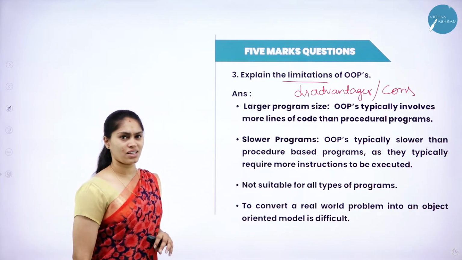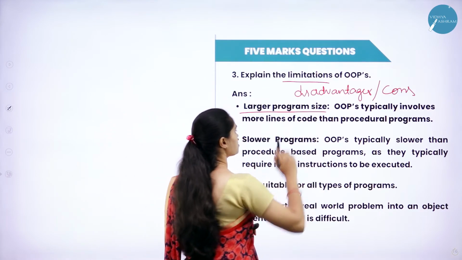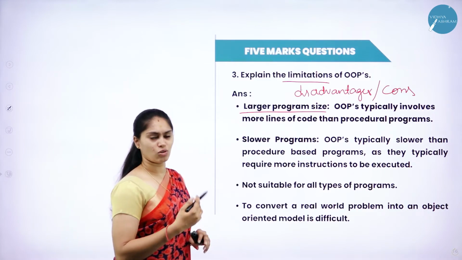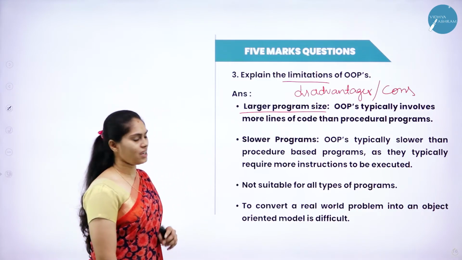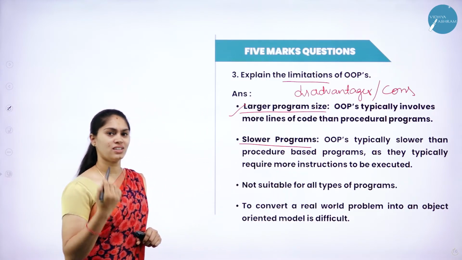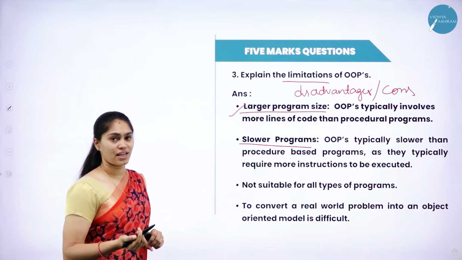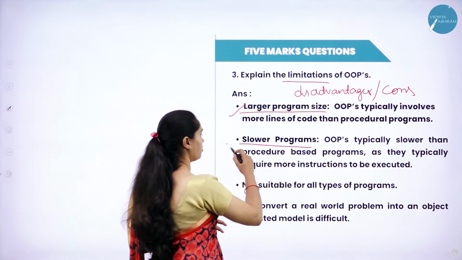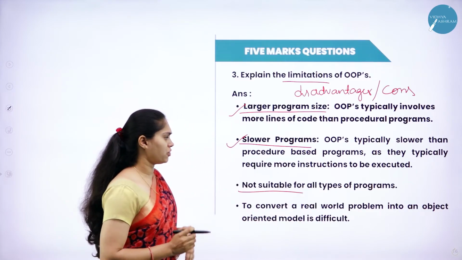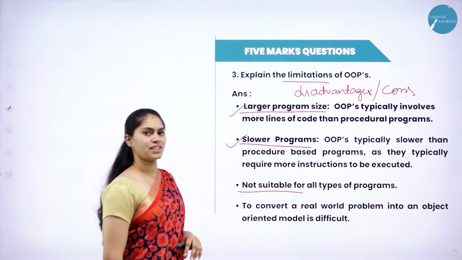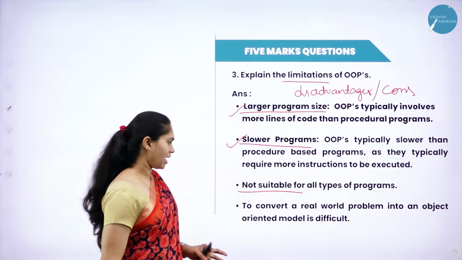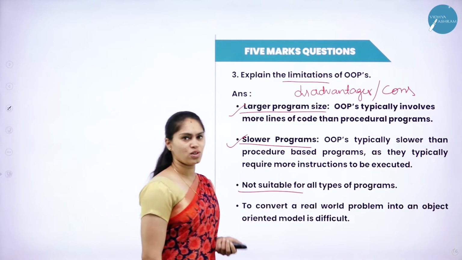So what are the disadvantages? Mainly they are related to its large program size. The size is going to increase in OOP compared to any other programming language, and also the program is slower. If the size of the program is more, then the execution time will be more, so the program is going to be executed in a slower manner. And it is not at all suitable for all types of programming. For example, I can't implement everything with the concept of OOP, so it is not suitable for all types of programs.